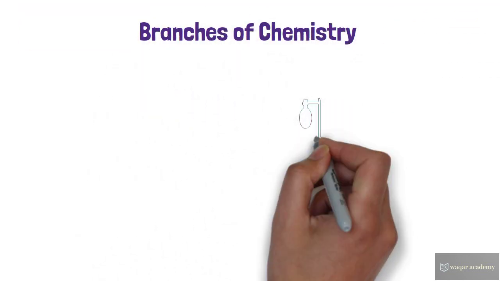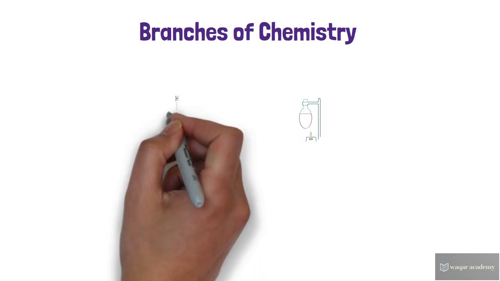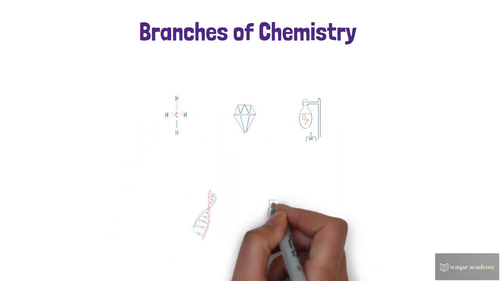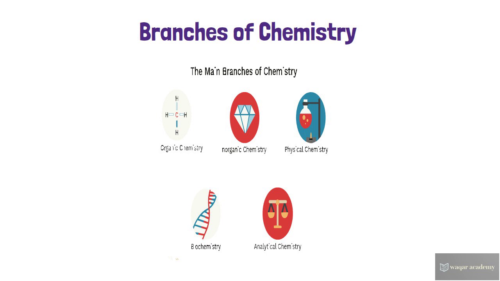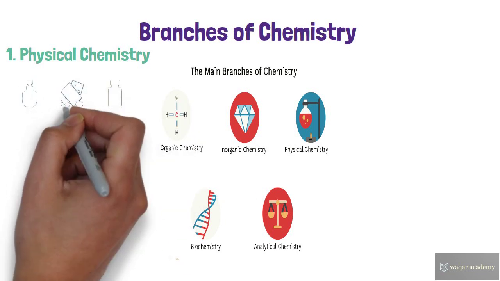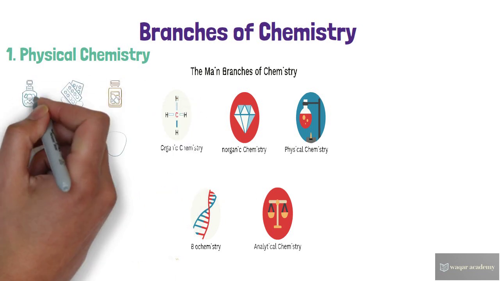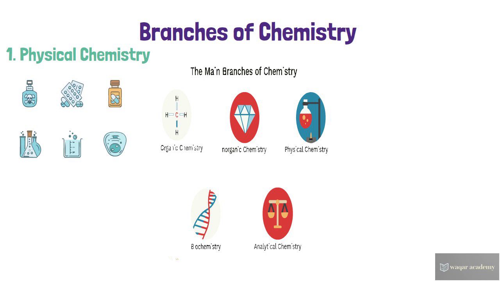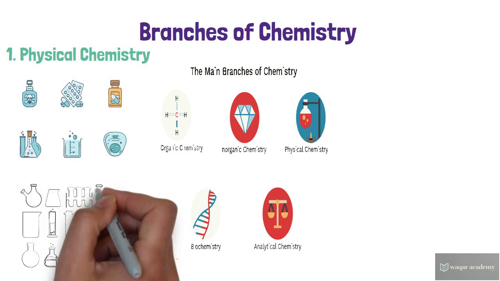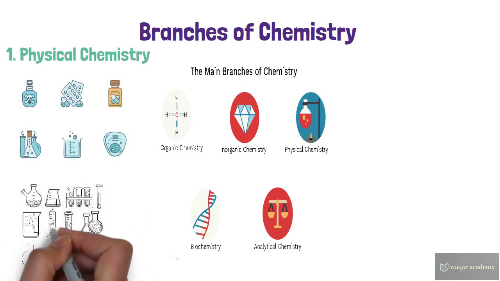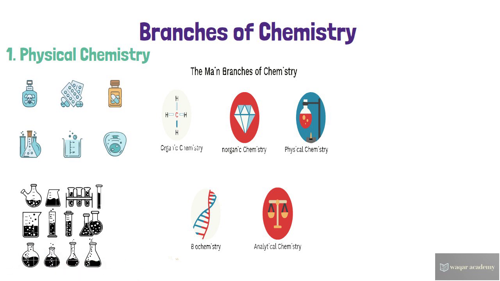Branches of chemistry. Chemistry is a vast field, and it is divided into several main branches, each with its own focus and applications. 1. Physical chemistry. Definition. Physical chemistry is a branch of chemistry that deals with the relationship between the composition and physical properties of matter, as well as the changes that occur in them.